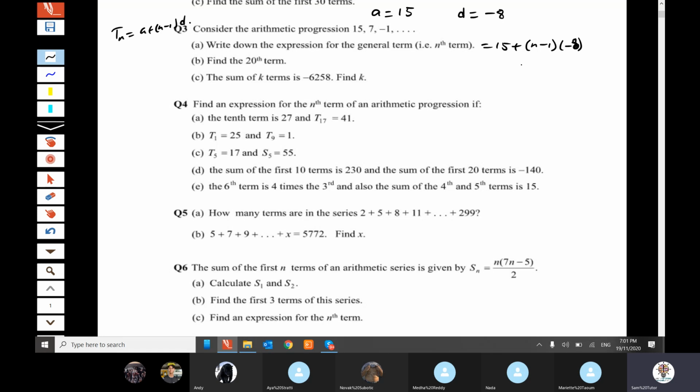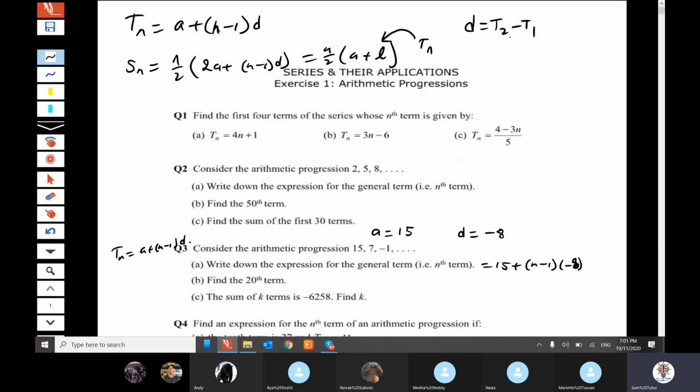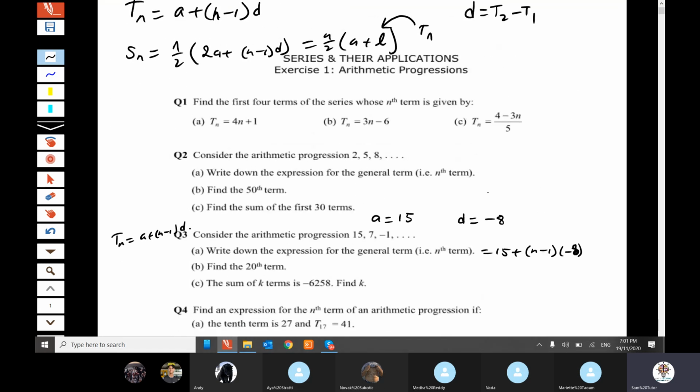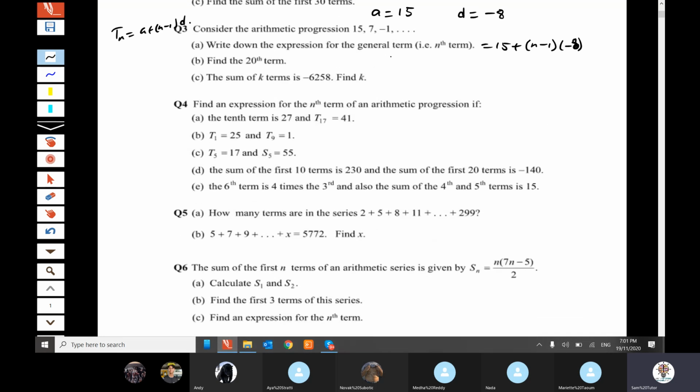How do we find d? T2, the second term, take away the first term. So what's 7 take away 15? You shouldn't be asking how to find d. You've already done this in school. That's basic. You need to know how to find d and how to find r, by dividing the second term by the first. So 15 take away 8n plus 8. 15 plus 8 is 23 minus 8n. Easy?